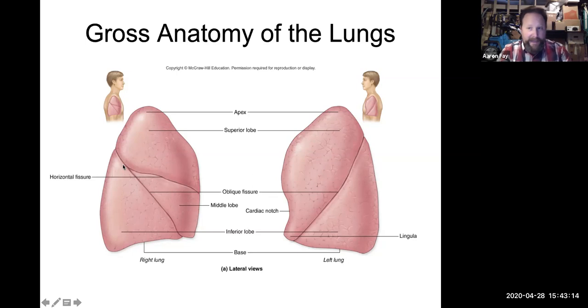So it has a single oblique fissure separating the superior lobe from the inferior lobe. Over here in the right lung, 3 lobes, so we need 2 fissures. We're going to have an oblique fissure, and we're going to have a horizontal fissure, which more or less runs horizontal. So we'll have a superior, middle, and inferior lobe.